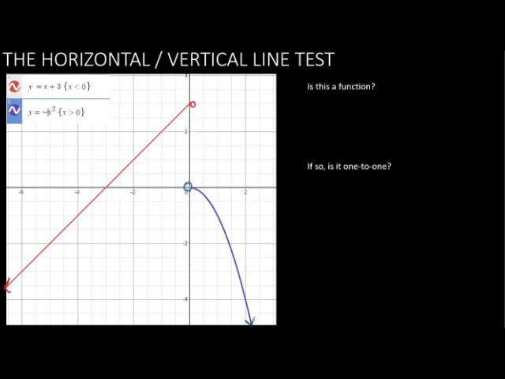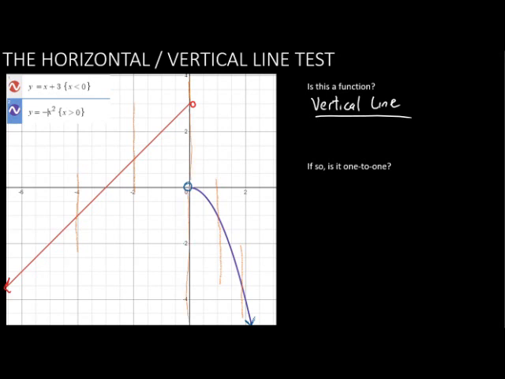We can also do the horizontal and vertical line test on a piecewise function. First, we check if it's a function by doing the vertical line test. We can see if we draw a vertical line through anywhere on the red piece, we're only going to cross it one time. We can see that's also going to be the same for the blue piece. The place we have to watch is the place where they overlap.